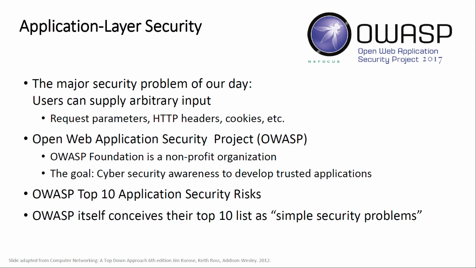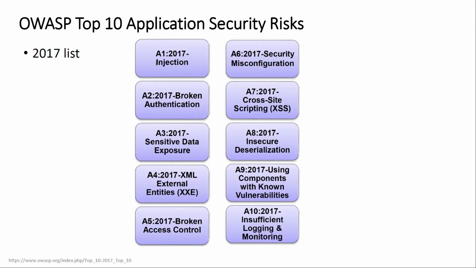So this is the Open Web Application Security Project. This foundation is a non-profit organization, and their goal is cybersecurity awareness to develop trusted applications. You can check the web page, you can even find more information about this top 10 application security risks. OWASP itself considers their top 10 list as simple security problems, and let's see what this list is. Again, this list is from 2017, but I just checked and it is the same today.